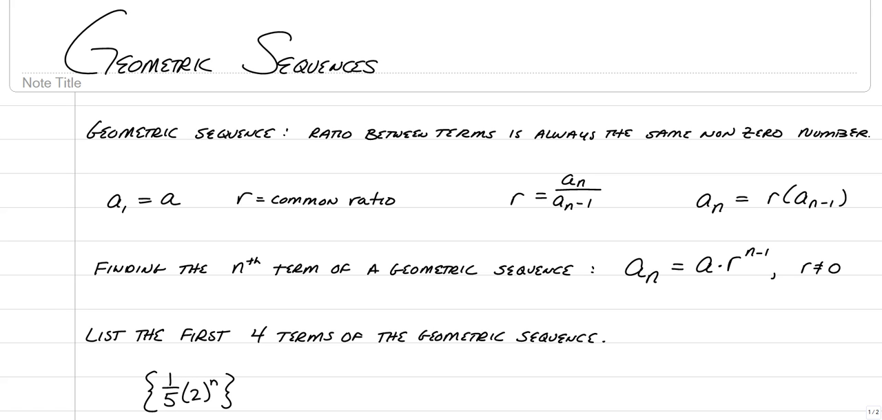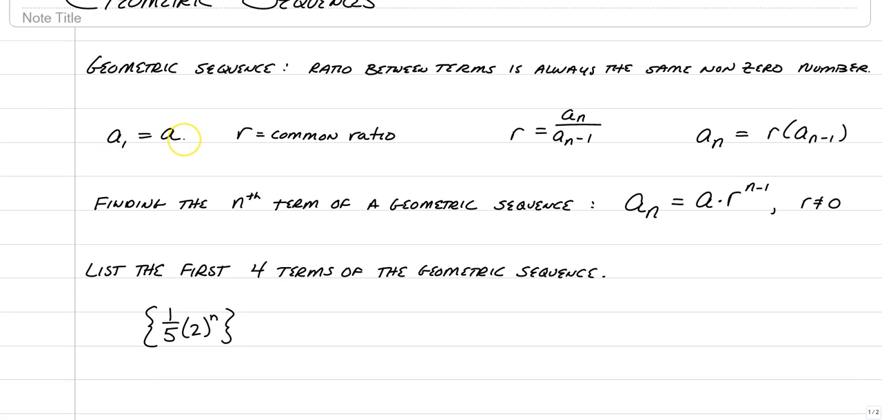So geometric is a little bit different than arithmetic because instead of having a common difference, we now have a common ratio, which means we're going to be multiplying for geometric sequences. So the ratio between terms is always going to be the same non-zero number. Okay, it can't be zero.